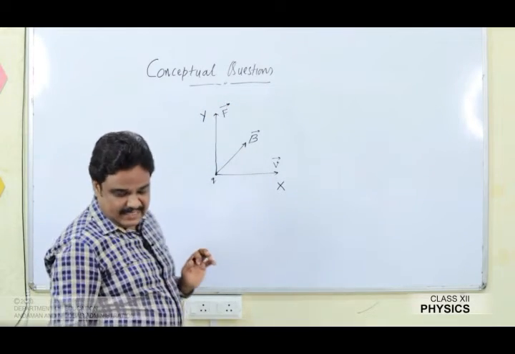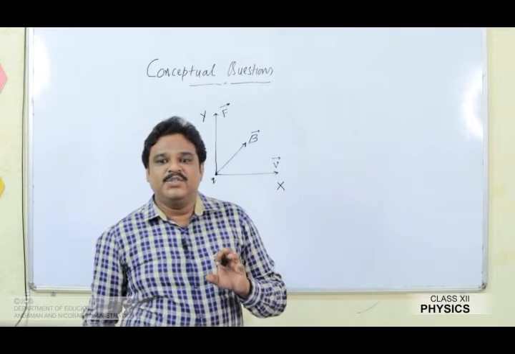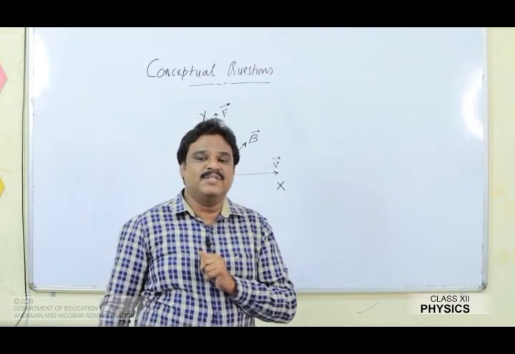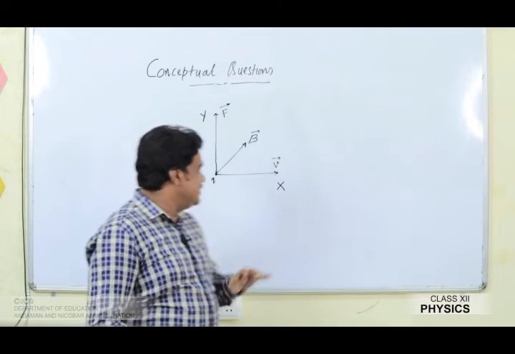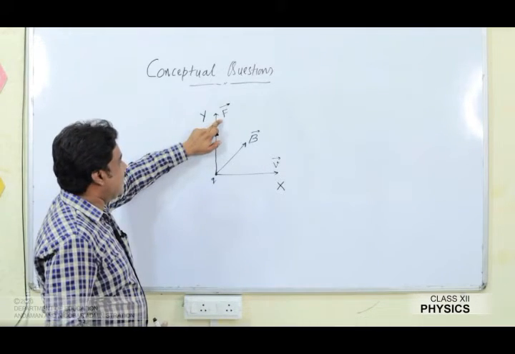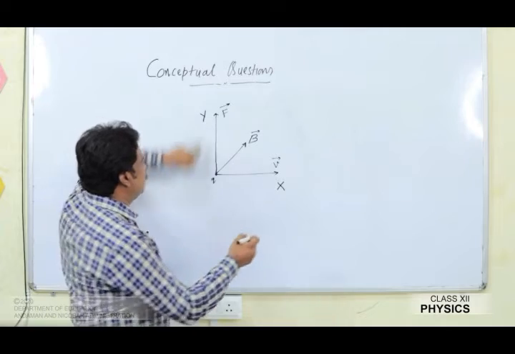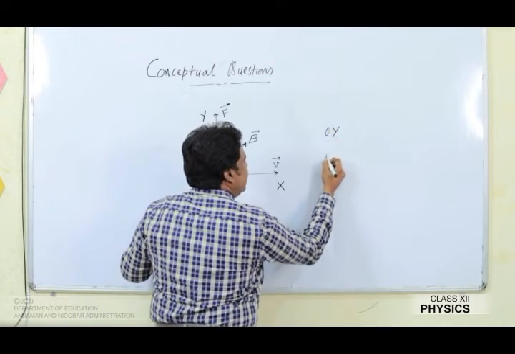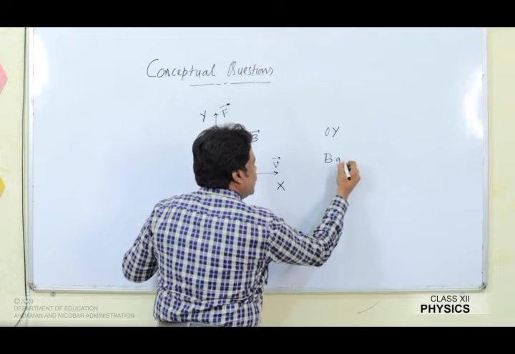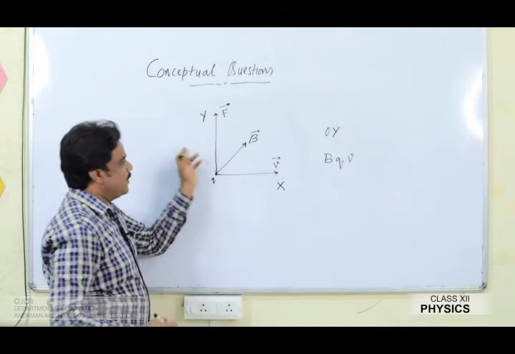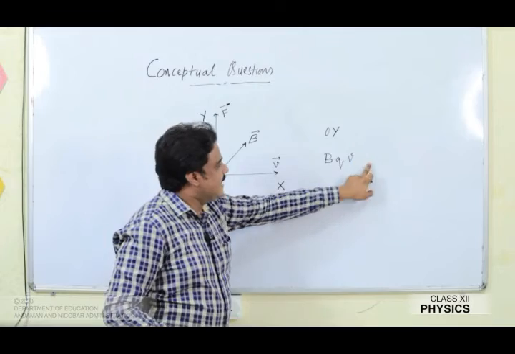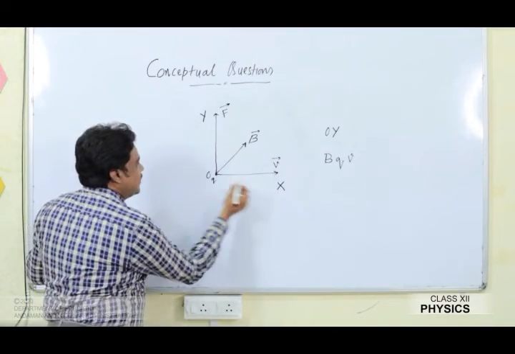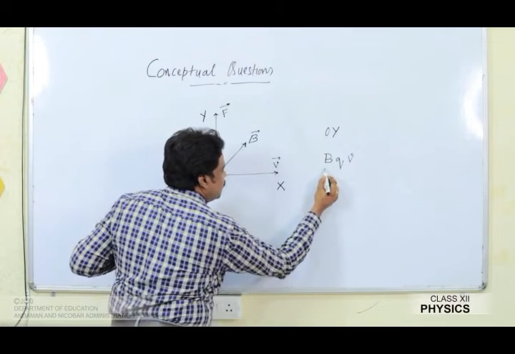Now the question is, they are asking what should be the magnitude and direction of the electric field so that the net force on the charge should be 0. So already the charge is under the action of the magnetic Lorentz force, which acts along OY. Magnitude wise, the magnetic Lorentz force I can write as BQV, since it is perpendicular, sin theta is sin 90.